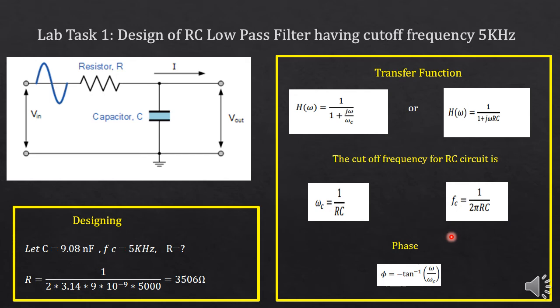The phase of an RC low pass filter circuit will be minus tan inverse of omega over omega c, which is derived from here, minus tan inverse of omega over omega c.